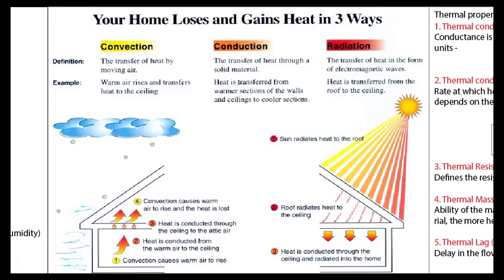So from outside to inside, that is through the walls, which includes conduction. And in radiation, heat is transmitted from the roof to the ceiling in the form of waves. It's known as radiation. Okay, so that is conduction, convection and radiation in a typical building.